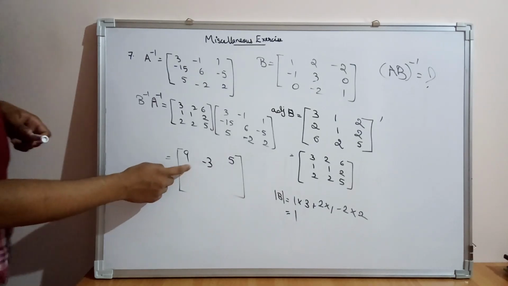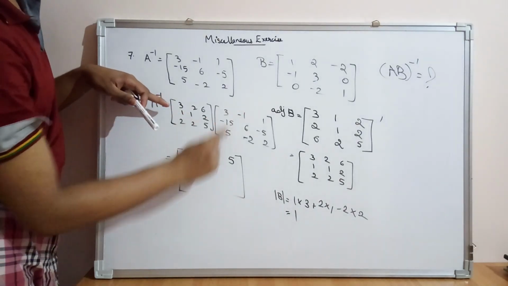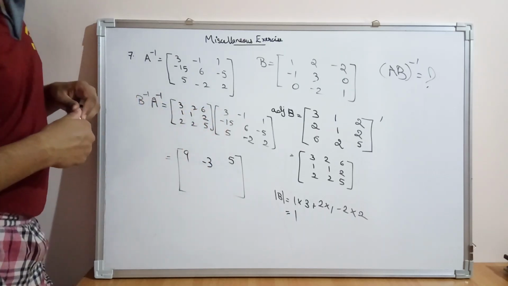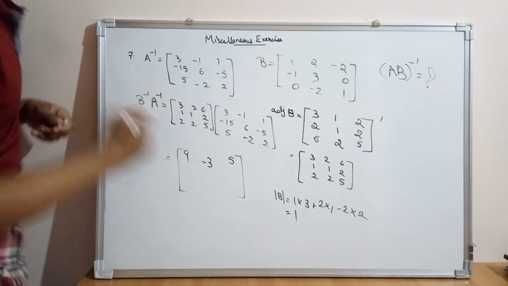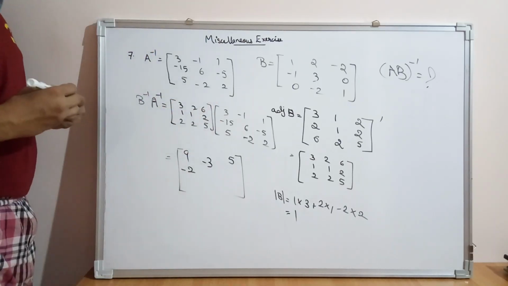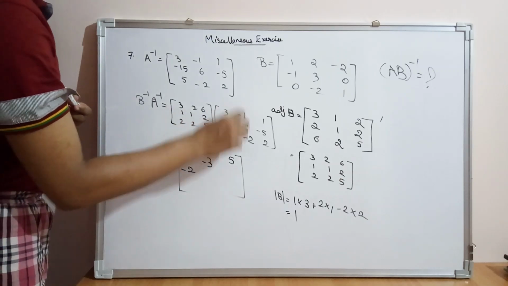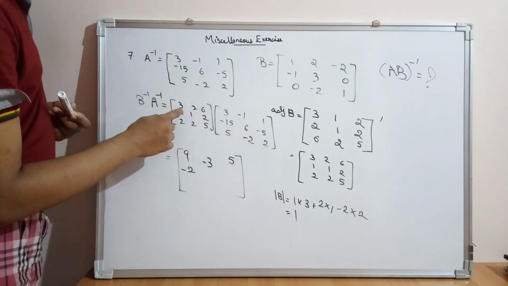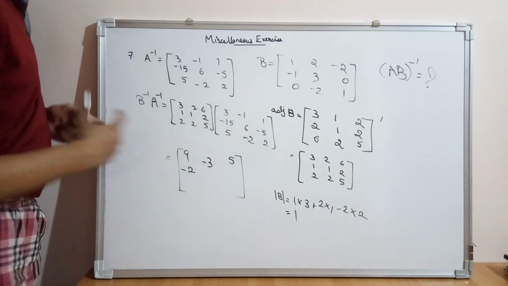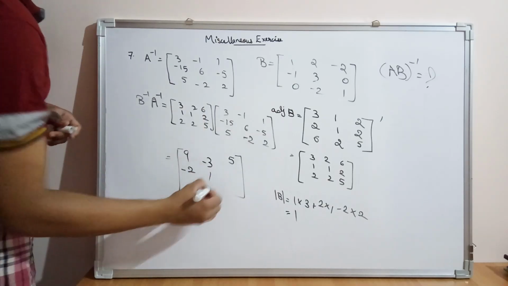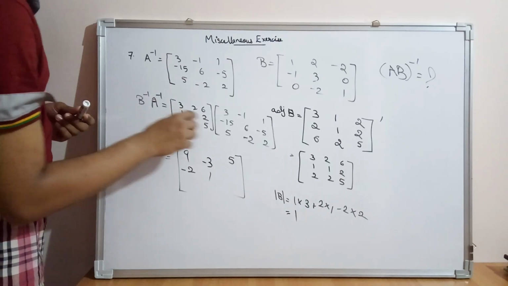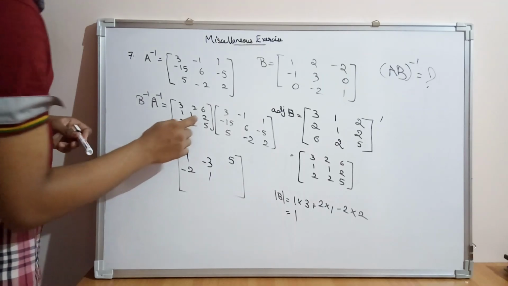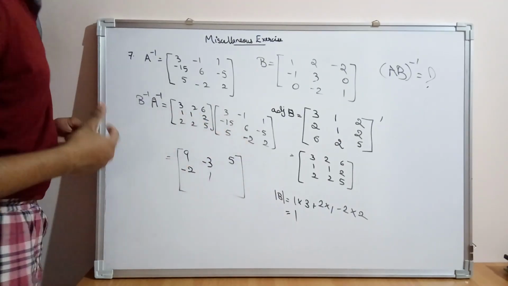Now the next position, second row, first column: 1 into 3 minus 15 plus 10, or 13 minus 15, so minus 2 here. Then for second row, second column: minus 1 plus 6 minus 4, or minus 5 plus 6, which is 1. Then second row, third column: 1 into 1, 1 minus 5 is minus 4. Then minus 4 plus 2 into 2 is 4, so again 0.